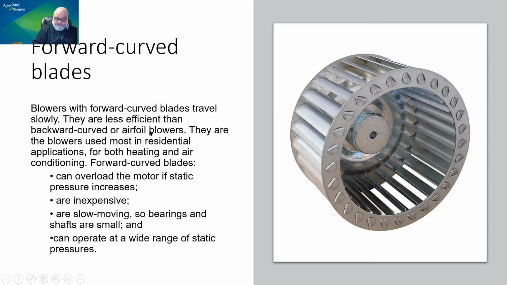You can open your book to unit 24, chapter 2, and see what I'm going to talk about. Maybe you can highlight the important parts. All right, so for the forward curved blades, blowers with forward curved blades travel slowly. I should say they have a slower or lower RPM, as we talked about. They are less efficient than backward curved.